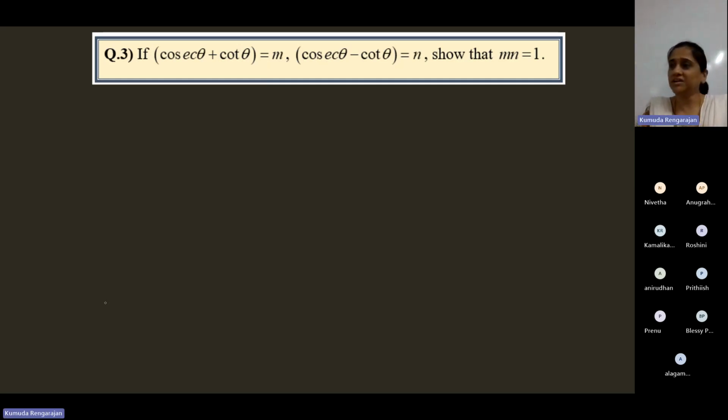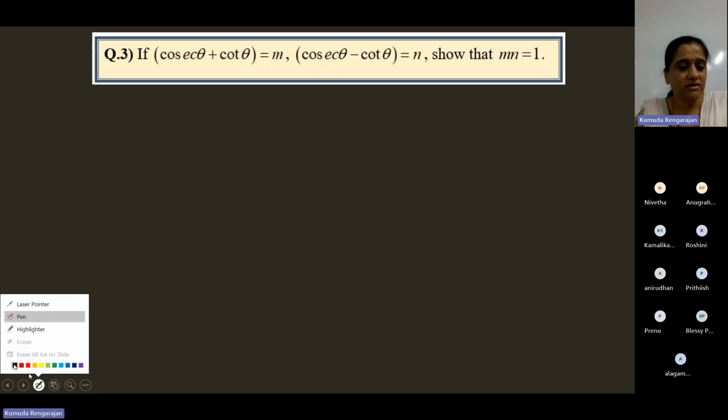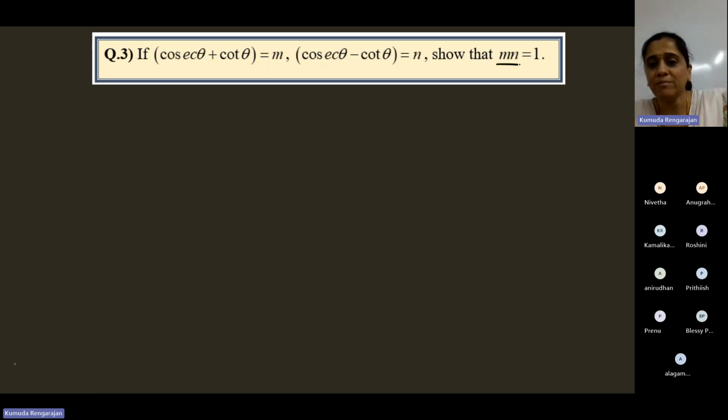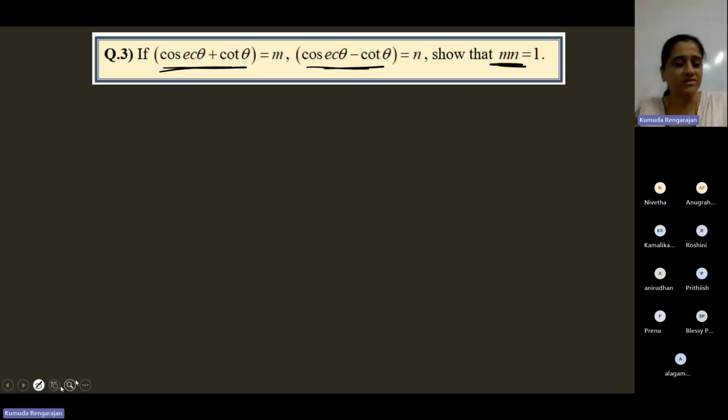So we have an expression for m. We have an expression for n. And you should show that mn is equal to 1. The product is 1. Mn is equal to 1. So multiply. So what's the LHS? Mn, right? The left hand side is mn. So what is m? This one. What's n? This one. So you'll have to do this into this and show that the answer is 1.